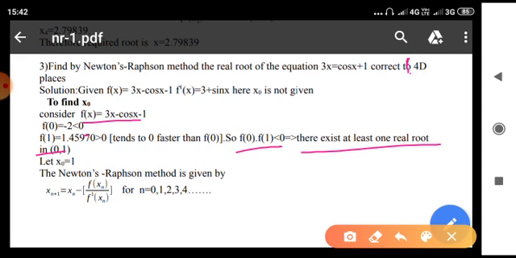So we observe here f of 0 is minus 2, f of 1 is 1.4597. 1.4597 approaches 0 faster than this minus 2, right? So we take x naught as 1 because f of 1 approaches 0 faster than f of 0. So x naught is 1.